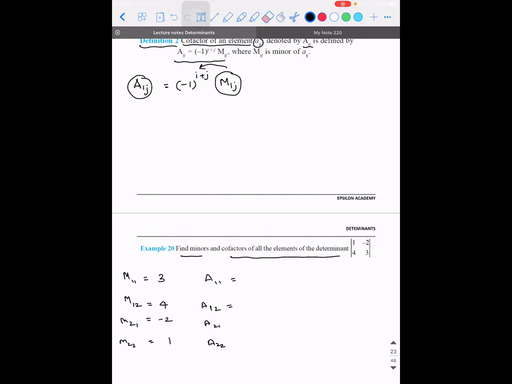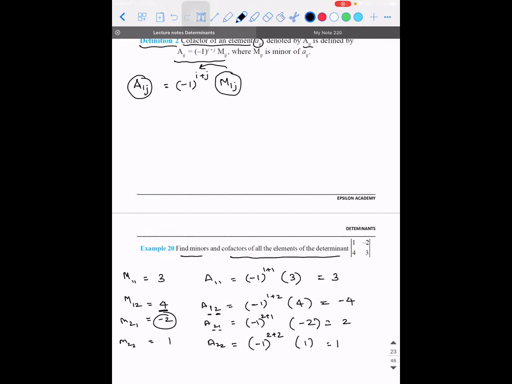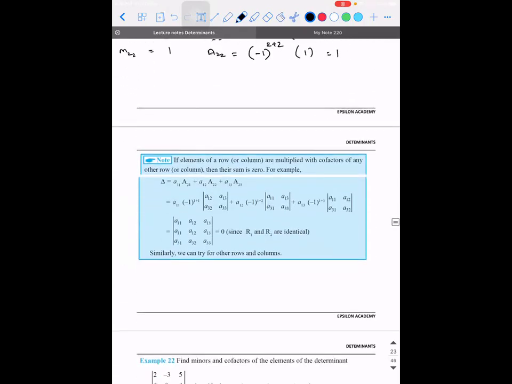So actually, let's make it a practice. Minus 1 power 1 plus 1 times 3, that is 3. Minus 1 power 1 plus 2 times 4, that is minus 4. Similarly, minus 1 power 2 plus 1 times the minor, that is minus 2, so it's plus 2. A22 is minus 1 power 2 plus 2 times 1, that will give you 1. Okay.